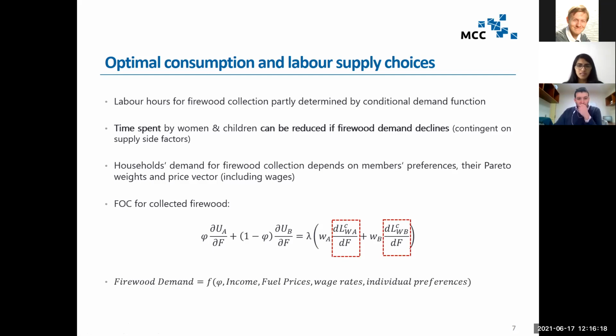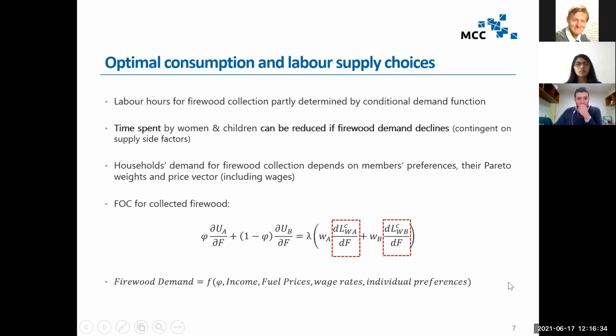And in the end, we'll basically obtain a firewood demand function, which depends on the household's income, on energy prices, on the wage rates, as well as the preferences, but it also depends probably on bargaining power, phi, which is the weight here, also interpreted as bargaining power.